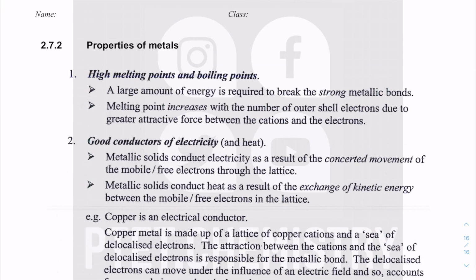So properties of metals. We talk about the structure and bonding of metals, and metals will have high melting and boiling point, because you've got to say metals, or whatever example is asked in the question, have or has a giant metallic structure. You've got to mention the structure first of all.